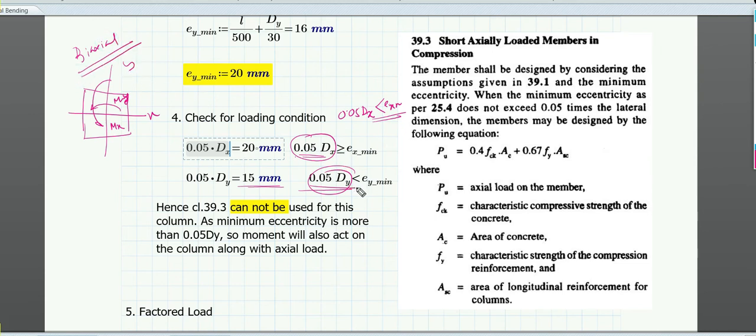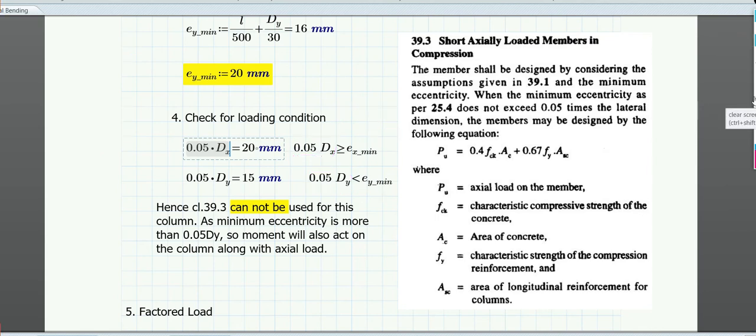But here only on one side we have to consider minimum eccentricity, on the other side we do not have to consider minimum eccentricity, so it will be a uniaxial problem, so Mx will not be present. So that is why this is a uniaxial column problem.